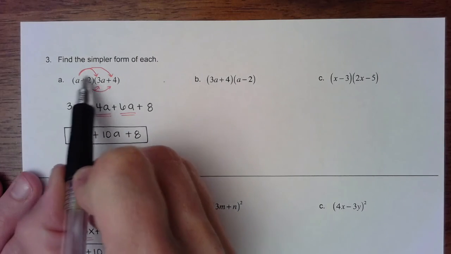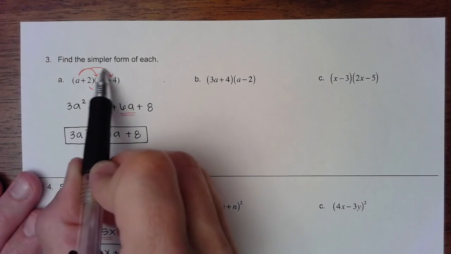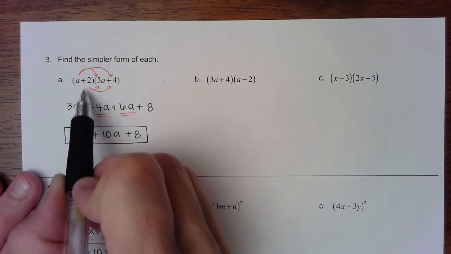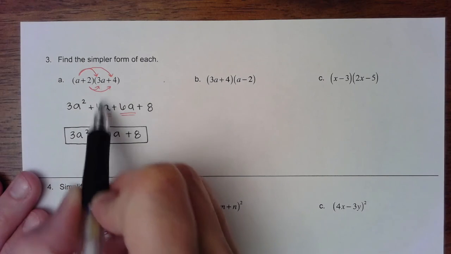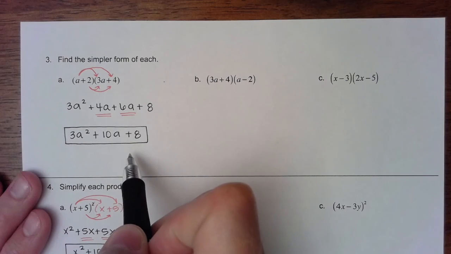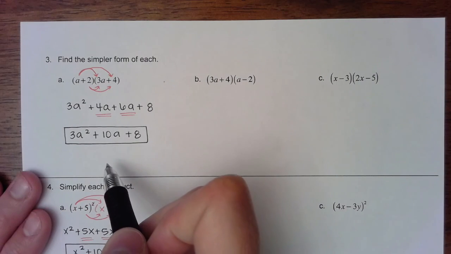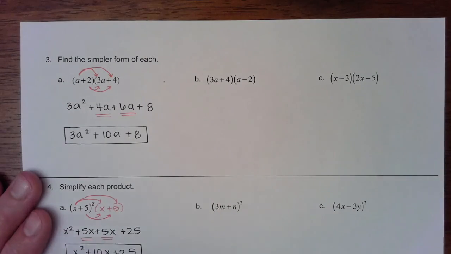So I multiply the first two together. That gives me 3a to the second. And then I multiply the outside ones together. That gives me plus 4a. Multiply the inside ones together. That gives me plus 6a. And then I multiply the last ones together, and that gives me positive 8. And then the 4a and the 6a combine together, and it gives me 10a. And so that's my answer.